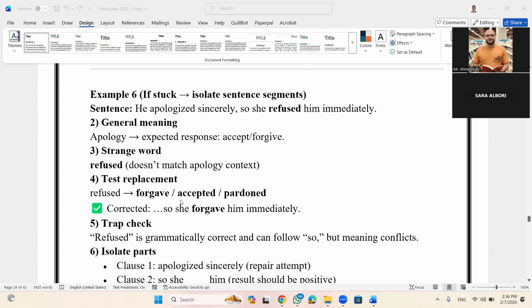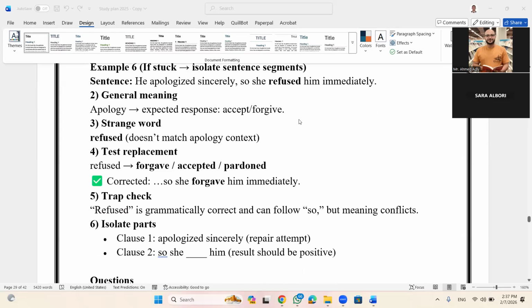The last example before you start your practice. He apologized sincerely since he refused him immediately. What is the sentence about? Apologizing and accepting. All right. So which word does not fit the context here? Refused. Replace it with accepted. Perfect.